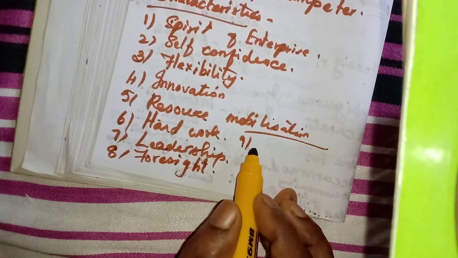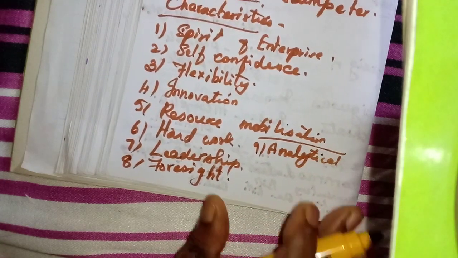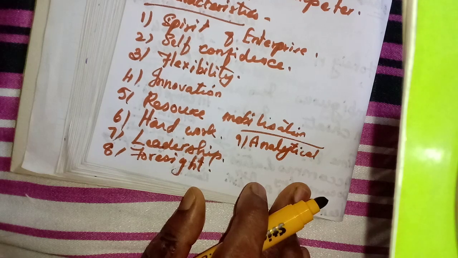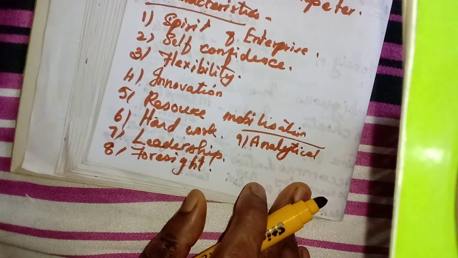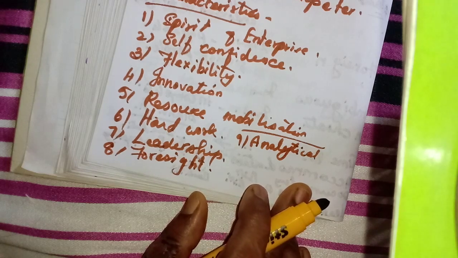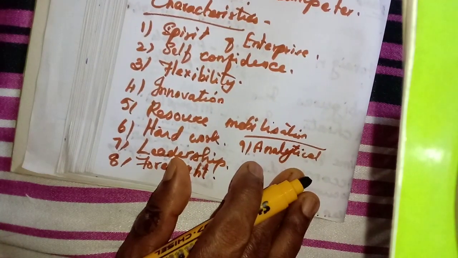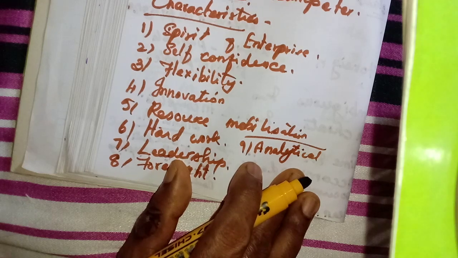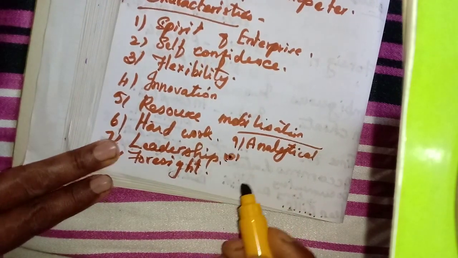The next one, analytical ability. If any deviation arises, then he has to analyze each and every activity of the business. And after analyzing the problem, he has to take a decision. He may not take a hasty decision, and he may not take any emotional decision. He has to analyze and arrive at a solution. Not a prompt solution, it may not be a very hasty decision.